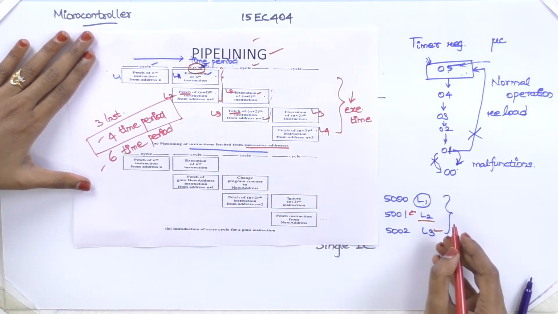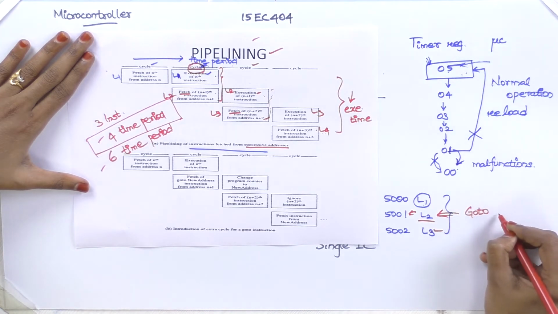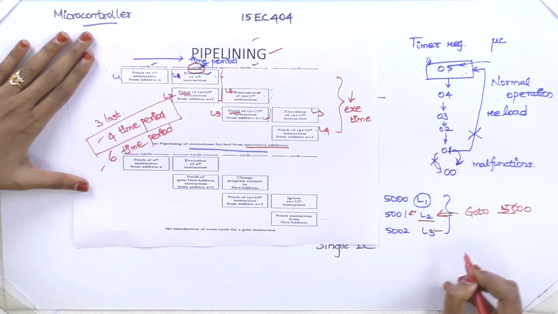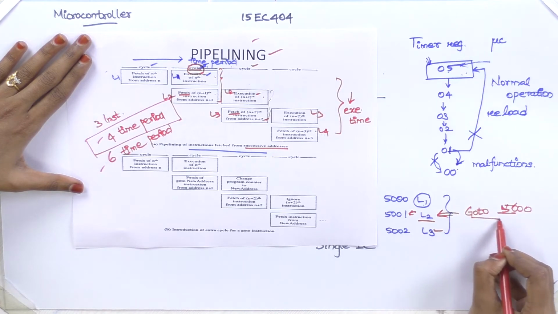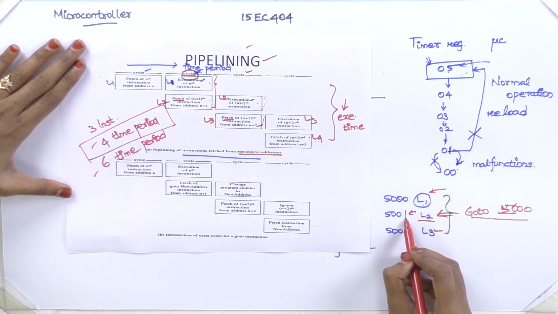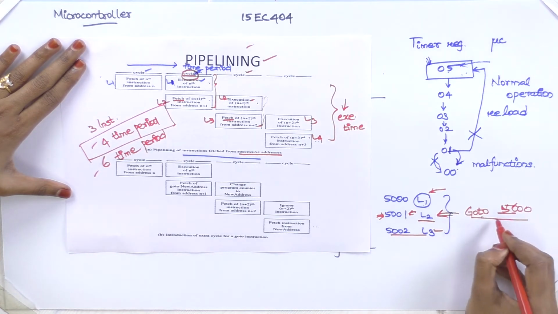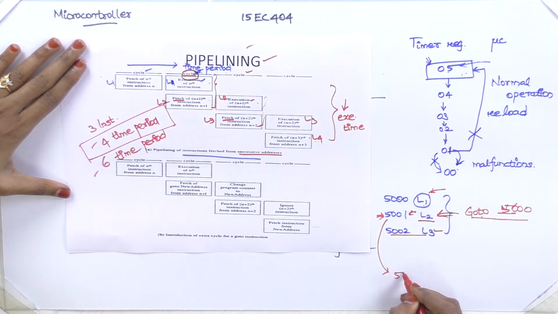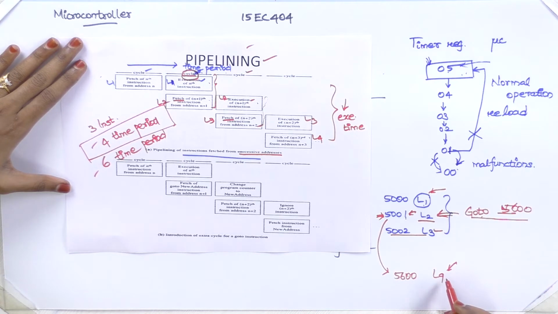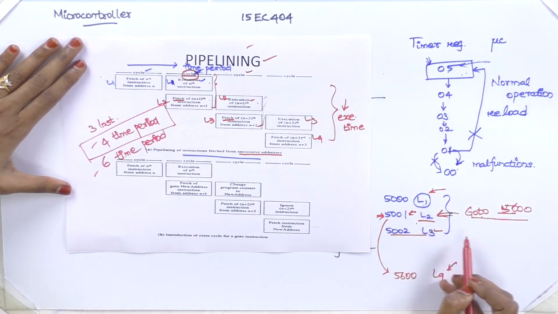For example, suppose your second line is a jump instruction, which means go to some address, 5600. Assume that the second line is go to 5600. What is your controller supposed to do? When it comes to this address location, it is not supposed to execute the third line, it is supposed to jump to 5600, and then execute that line. That is the process that should happen, right? So we will see how pipelining handles go to or jump kinds of instructions.